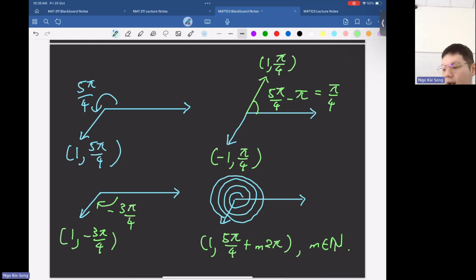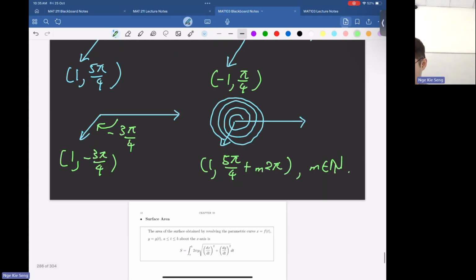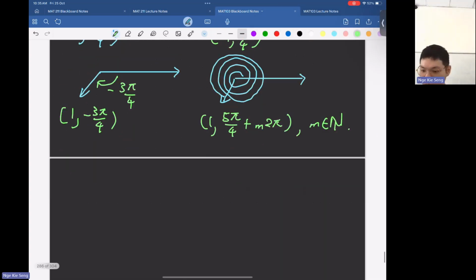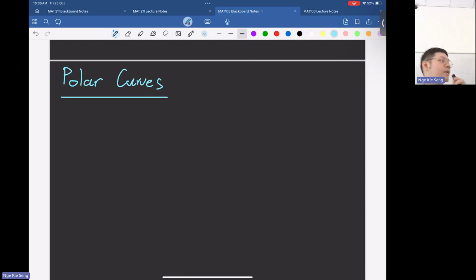Right. So maybe you ask, what's the usefulness of this polar coordinate thing? What we're going to define is called a polar curve. This is much better than our function in xy. I'll tell you why using an example. So what are these polar curves? These are functions in terms of r and theta. So you can write r in terms of the angle.